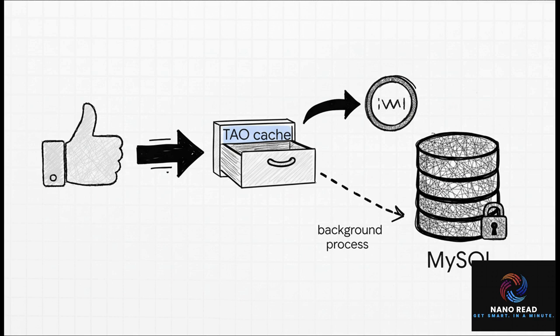Speed first. As you can see, your like gets written to that super fast Tao cache right away, creating that digital connection. Then, in a totally separate process, the like count gets updated. And only after all of that, kind of in the background, does the system worry about saving it to a permanent database. You get that instant feedback, and the system handles the slow stuff later.